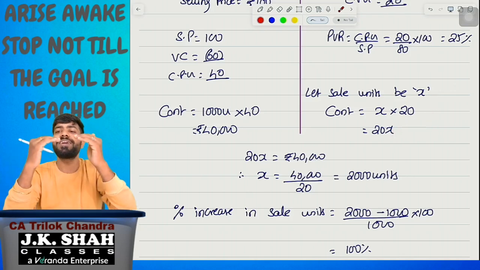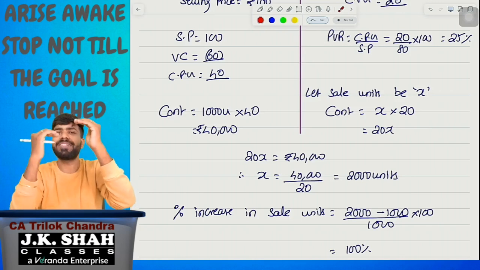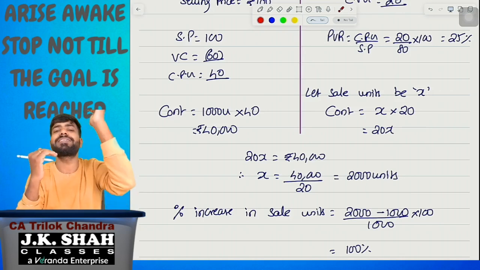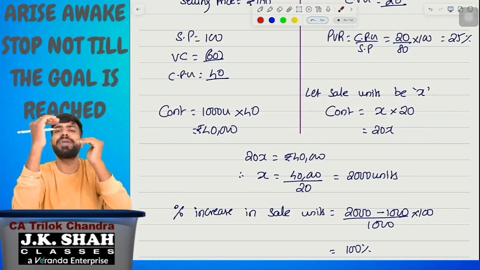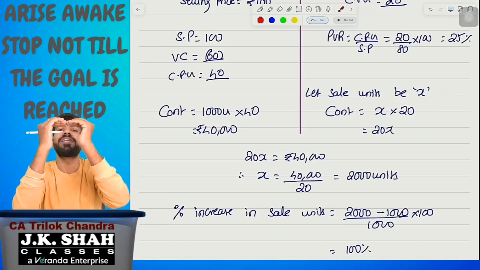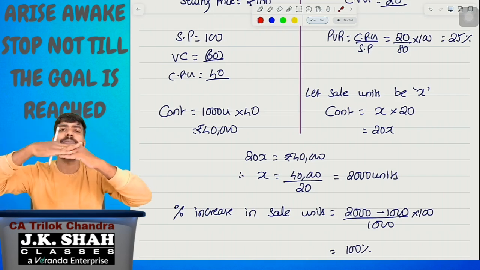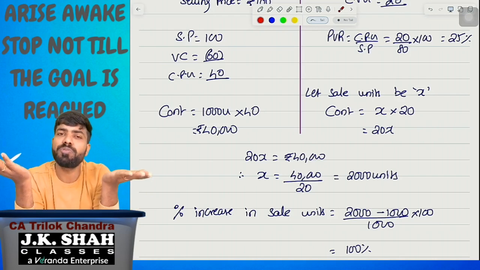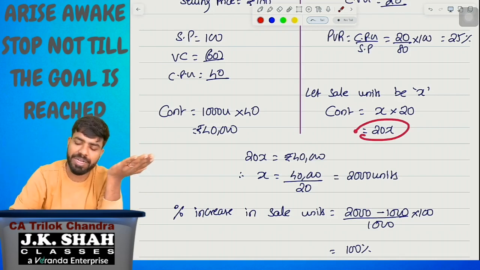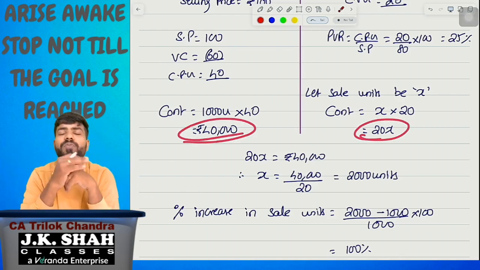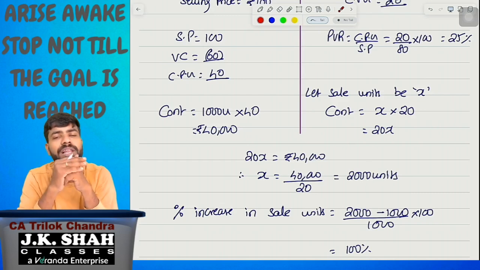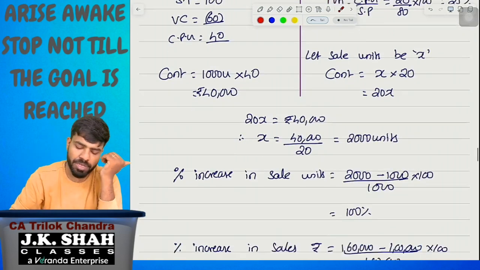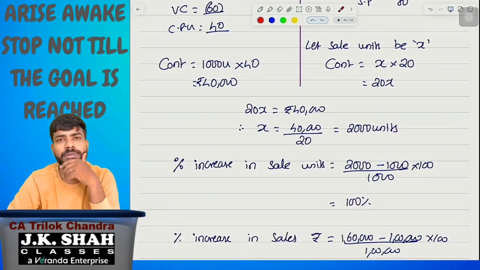Now when the reduction in selling price is offset by increasing the sales, both will become equal. That means sales will remain the same. If the sales remain the same, contribution also will remain the same. So contribution is 20x in the revised scenario. In the present scenario, 40,000. I will make both equal. 20x equals 40,000, so x equals 2,000 units.